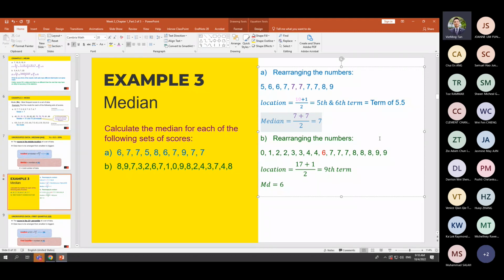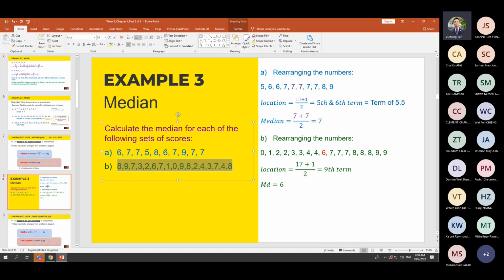Okay. So this is part A. Okay, part B. Part B also the same. Okay, let's say you have this data. Right? But these data now are not being arranged in the ascending order. So we have to arrange the number first, ascendingly, from lowest to highest. So I get this.